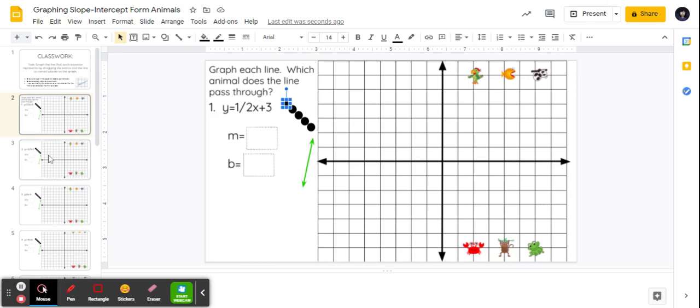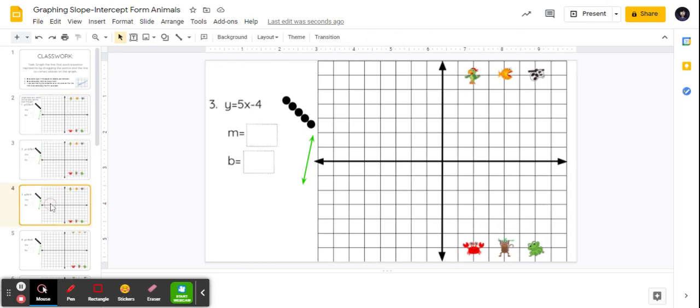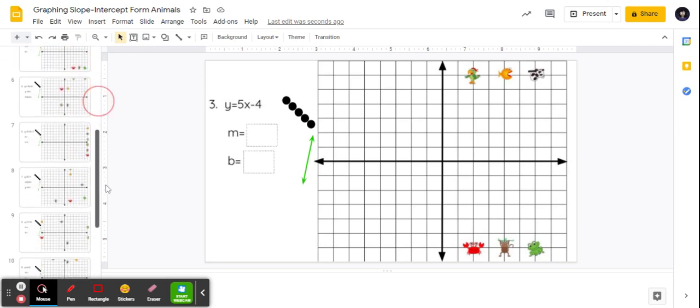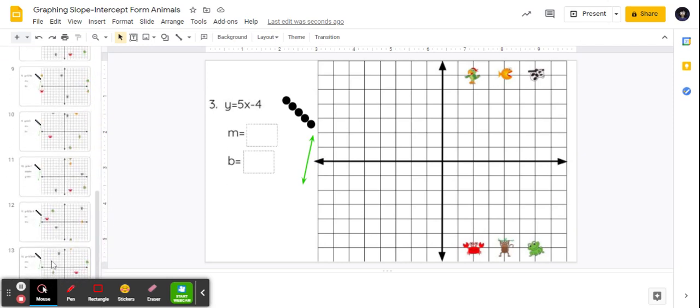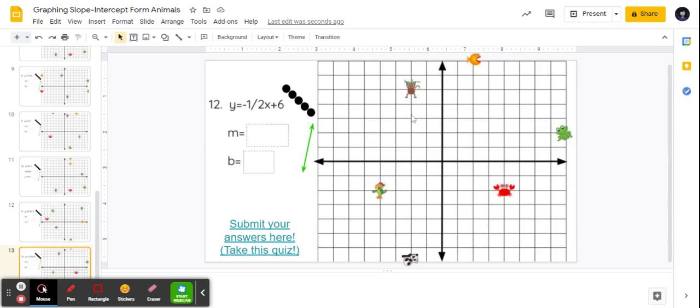So you're going to go through each of the 12 examples all the way to the last one. And when you get to 12 and you finish 12, you're going to click on this link right here, and it's going to take you to a Google form where you're going to submit all of the answers. So you're going to tell me which animal your line went through on each of the examples, 1 through 12, and then submit your Google form. It should automatically grade and tell you your score after you've completed it.